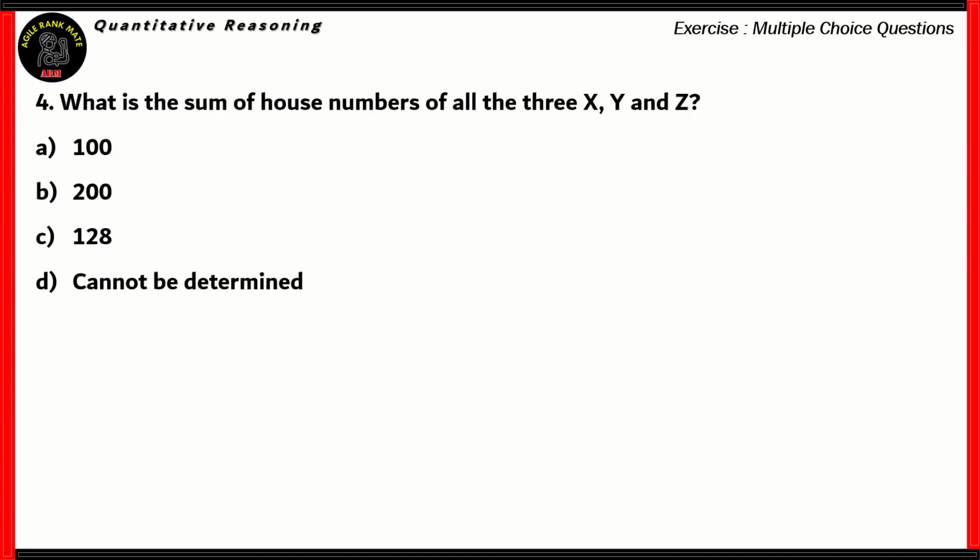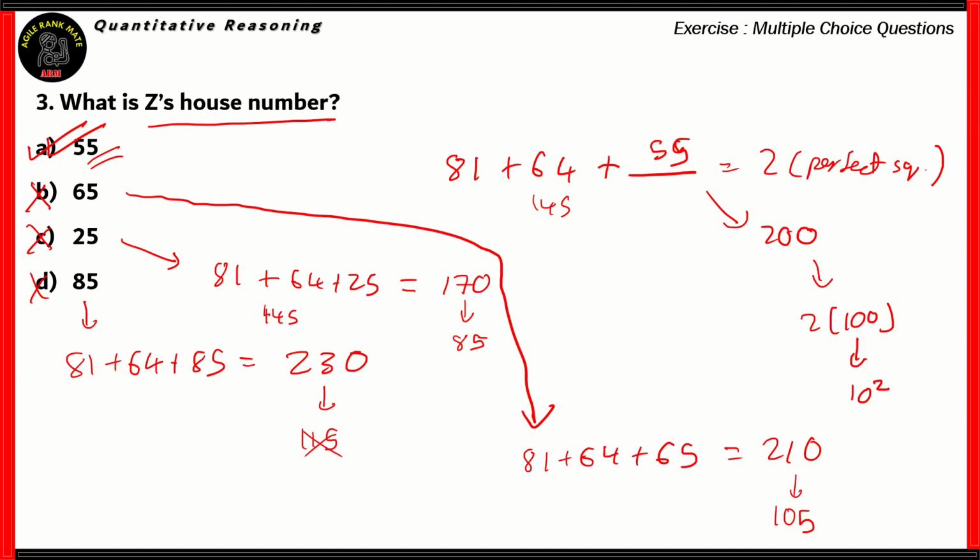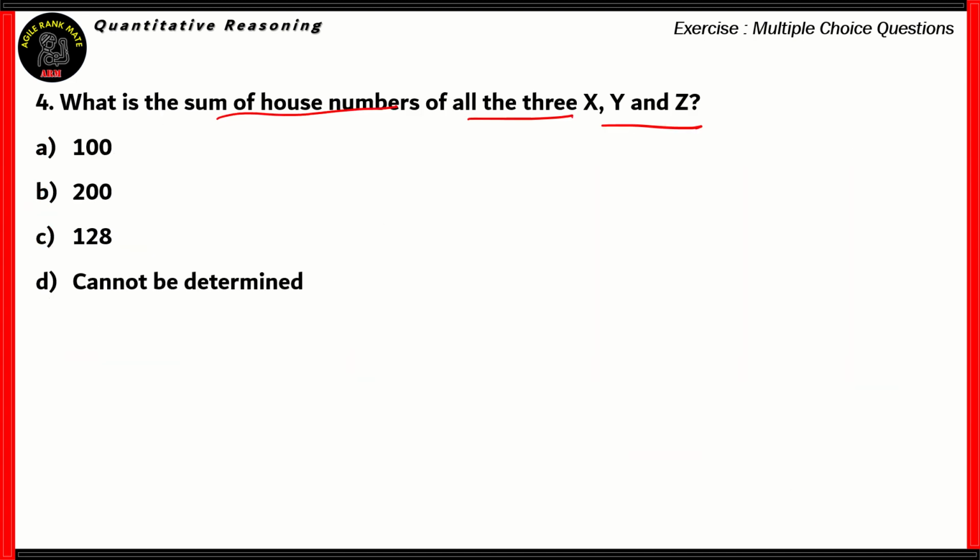Now, we have the last question. What is the sum of house numbers of all the three, x, y, and z? So we have 100, 200, 128, and cannot be determined. So as you can see, 81 plus 64 plus 55 gives you 200. So therefore, option B, 200, is the right option.